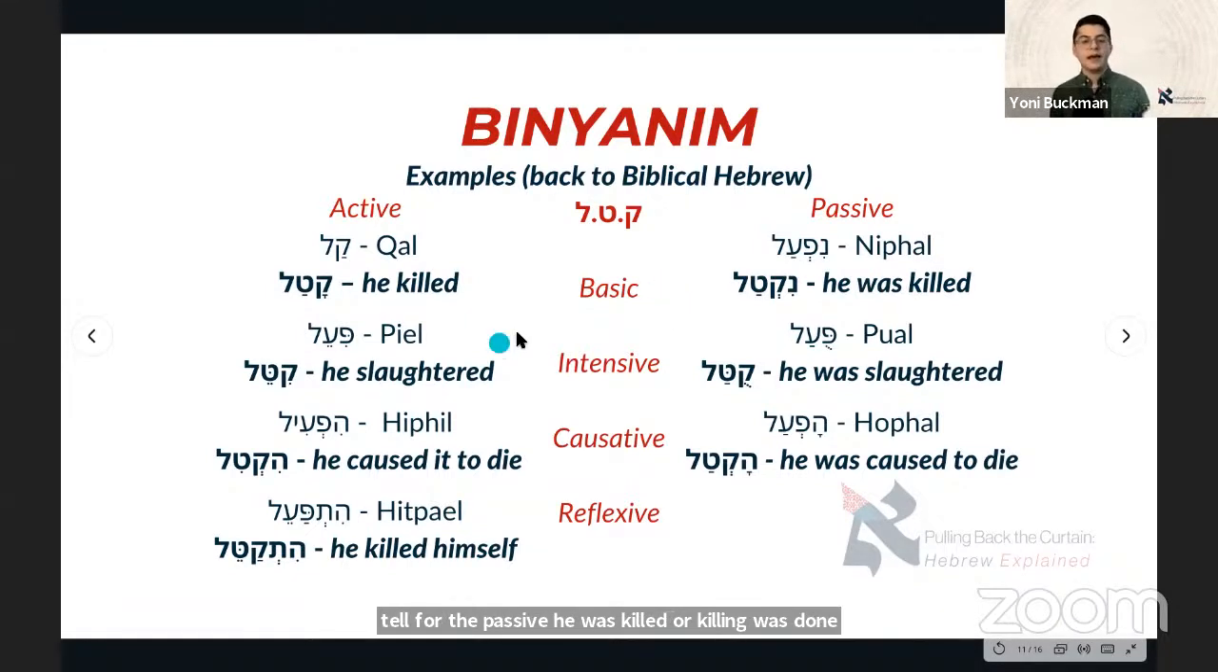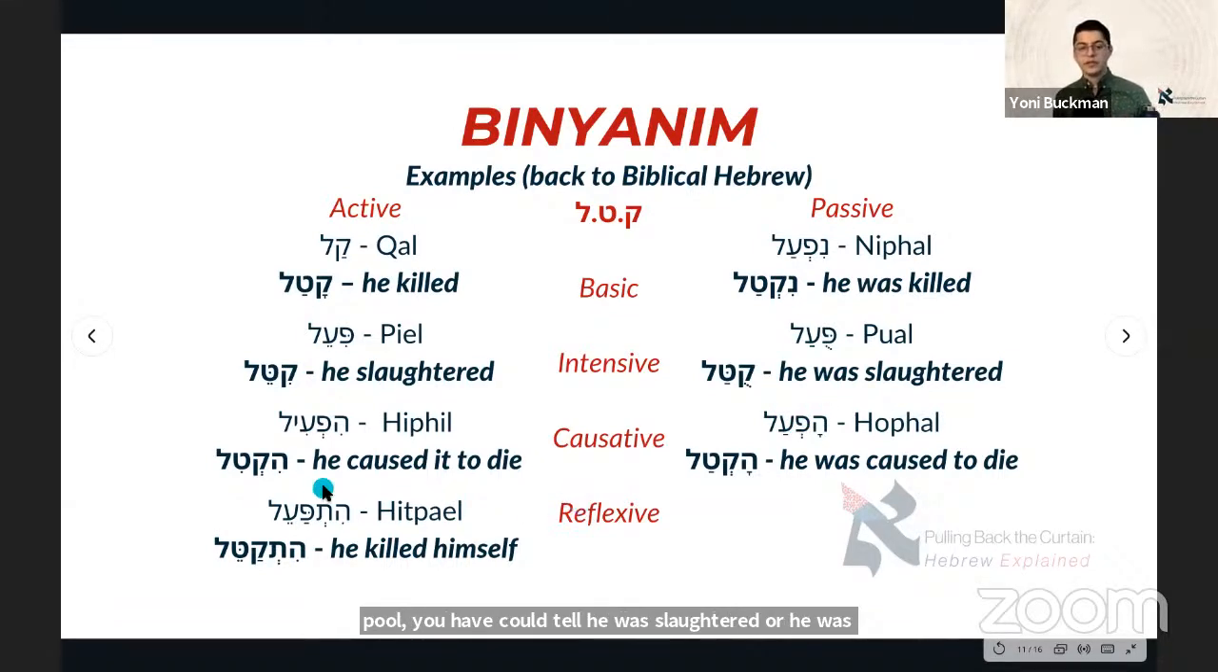You get the intensive, pi'el, kitel, he slaughtered. It's a more intensive word of killing, right? It's a more intensive act of killing. And you could also maybe translate that as murdered, right? So however you want it, but the key there is that it's intensified using the pi'el. You will see not only the E-A vowels like in pi'el, but you also see the dagesh chazak in that tet. That is a really good giveaway that you're going intensive here. In the pu'al, you have kutal, he was slaughtered or he was murdered, right?